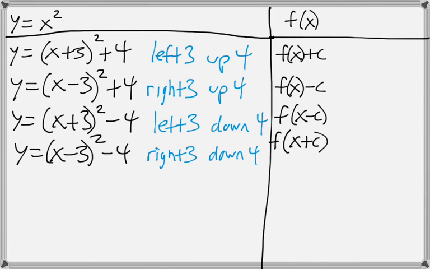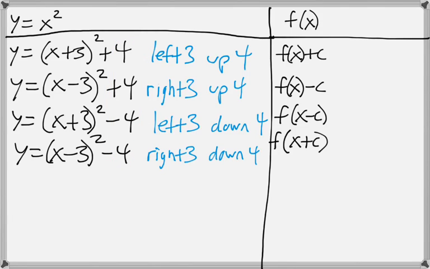So the inside, if you see something being added or subtracted on the inside of the function, that's left and right. And it's kind of opposite of what you would think, because plus gives you to the left and minus gives you to the right. The numbers that are on the outside of the parentheses, or the outside of the function, that determines up or down. And those are more straightforward because pluses are up and minuses are down.